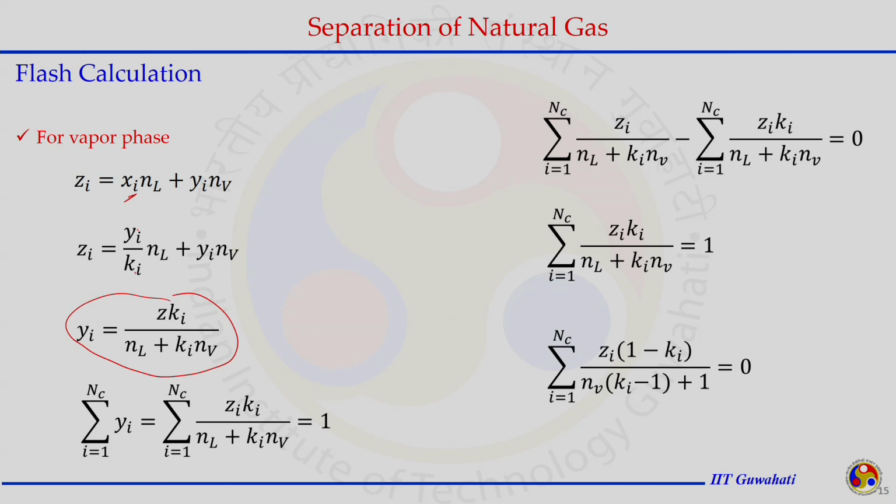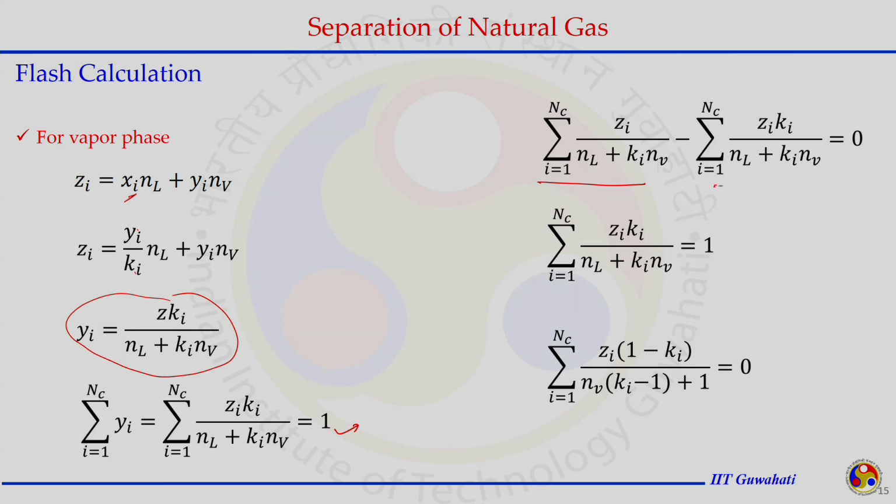Summing it for all the components, we are going to get this expression. So now we have the expression for summation of x_i and summation of y_i in terms of z_i, the feed composition, and K_i, the equilibrium ratio that depends on operating conditions. If we subtract both, we get a very simple equation, and if we rearrange that equation, we are going to get the following.